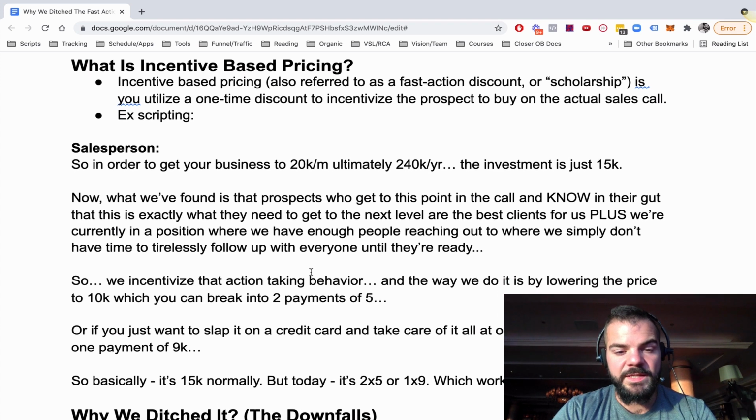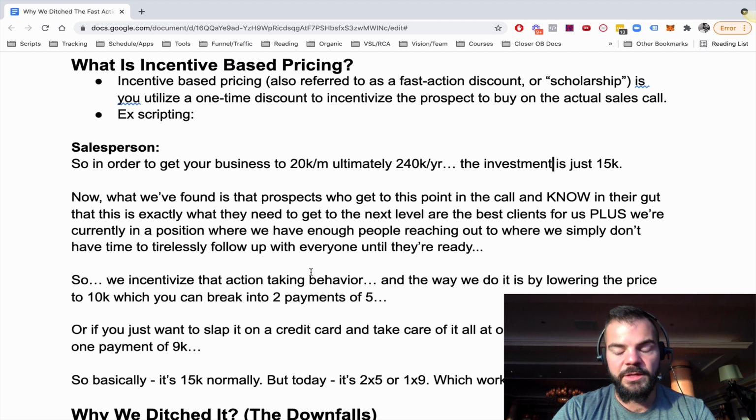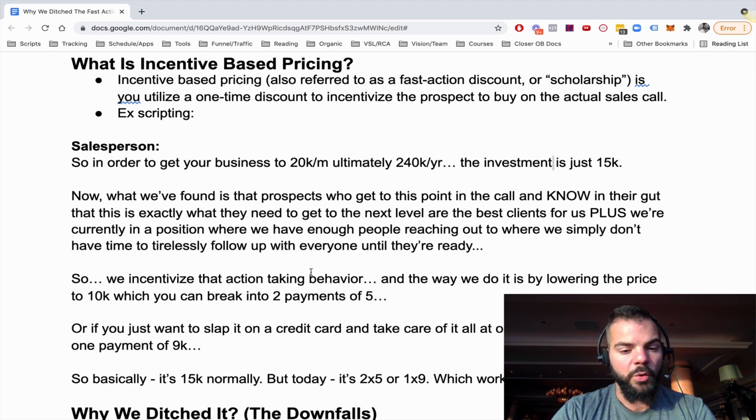So we incentivize that action-taking behavior, and the way we do that is by lowering the price to 10K if you enroll today, and you can break that 10K into two payments of 5. Or if you want to slap it on a credit card and take care of it all at once, you can also do it in one payment of 9K, which gives you an additional 1K discount. So basically, it's 15K normally, but today, if you move forward now, it's two payments of 5 or one payment of 9. So which of those two options works best for you, and how can I support you?"